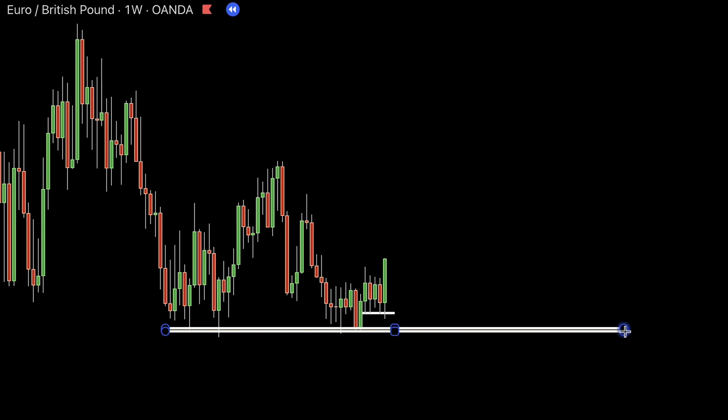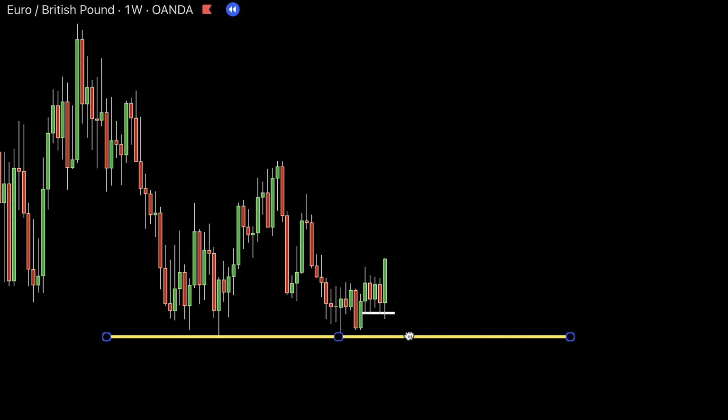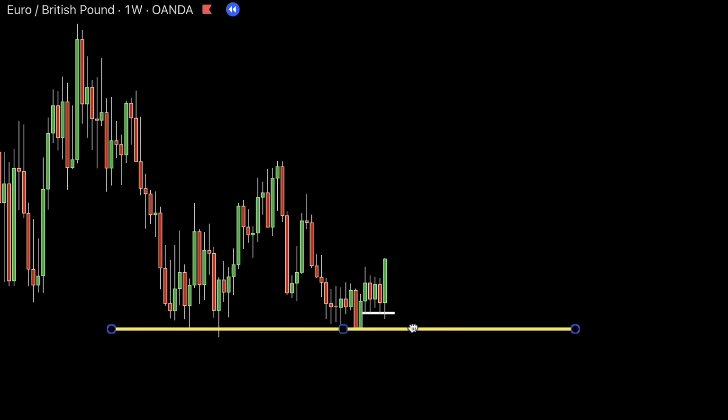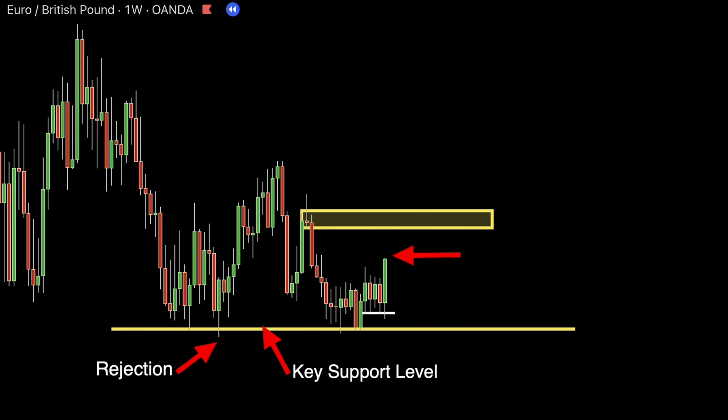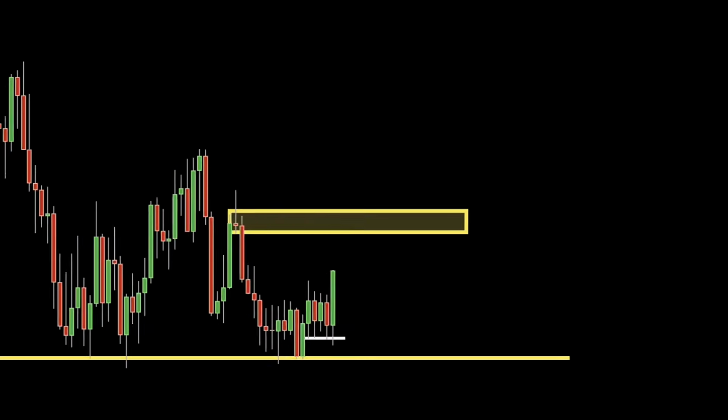We'll switch to the weekly chart, which is the higher time frame for our 4-hour setup. On the weekly chart, we also see a ranging market, and the price was recently rejected from a key support level. The last candle is a strong bullish candle, suggesting that after this rejection, the market is likely to continue upward, potentially reaching this supply zone. By analyzing the higher time frame, we gain insight into the intentions of the big players in the market, which aligns perfectly with our buy setup.